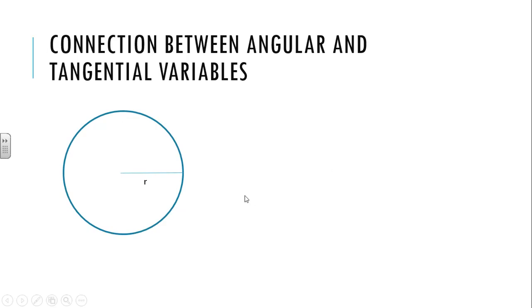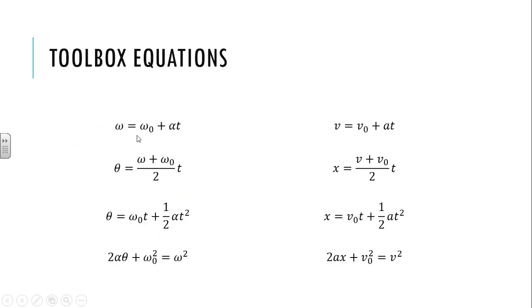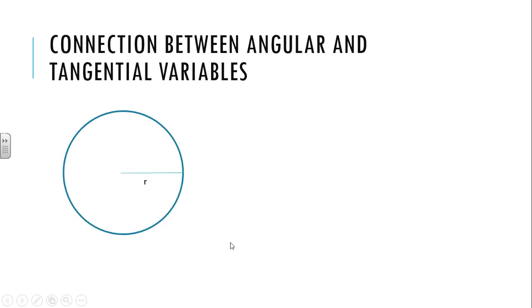So let's look at, is there a connection between angular and tangential? Is there a connection between angular velocity and tangential velocity, or angular displacement and tangential displacement, or angular acceleration and tangential acceleration? And the way to start to think about this is to think about, what is a radian? What does this measure actually mean when we talk about it to measure an angle?